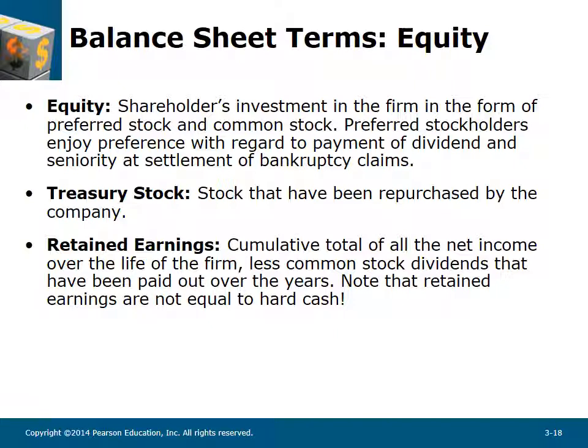Reviewing equity. Our shareholders' investment in the firm in the form of preferred stock and common stock. Treasury stock is another item you may see in the equity section. What is treasury stock? It's not a different type of stock. It's usually common stock that has been repurchased out of the market. So it's the company's common stock that's been sold that the company is now buying back. We say they hold that in treasury. And then retained earnings.